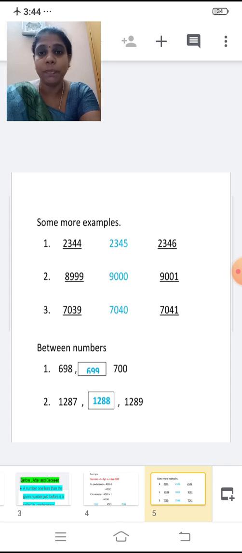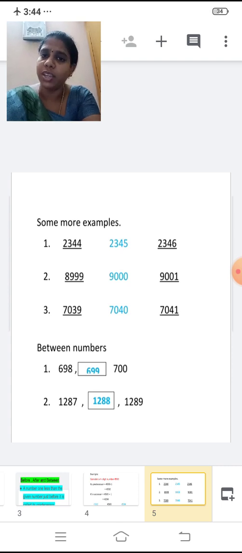Yes, 2344. It is the predecessor of 2345. What is the predecessor? 2344. Now tell me, what is the successor of 2345? What number will come after this?